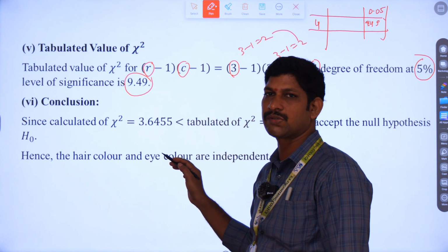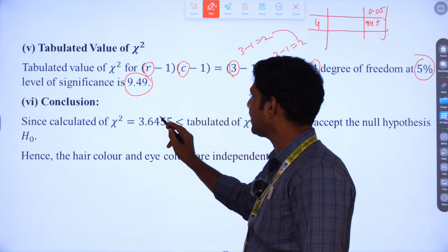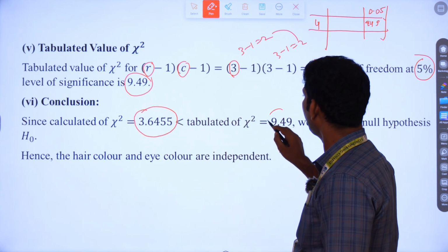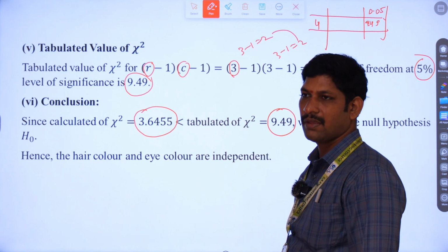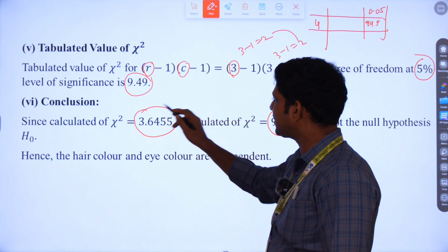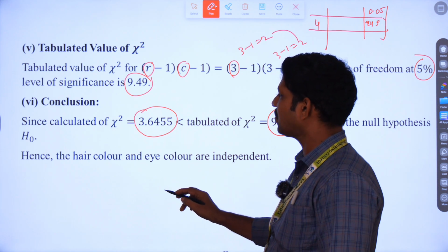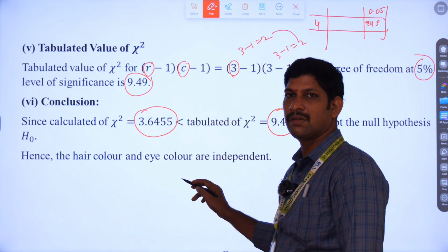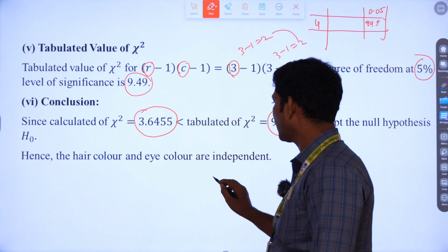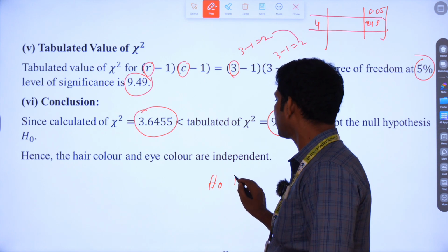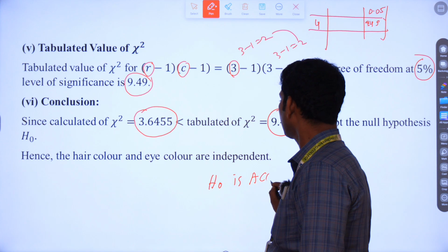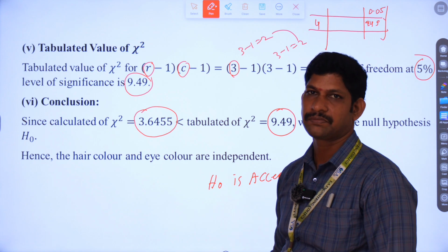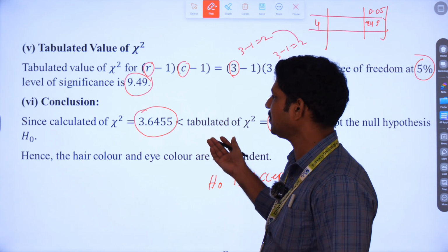Now we can get the conclusion. Clearly the calculated value is 3.6455, which is lesser than the table value. Since it is lesser than the table value, we get the conclusion: hence, the hair color and eye color are independent. Both are not different. Therefore H0 is accepted. That is the conclusion to the problem.